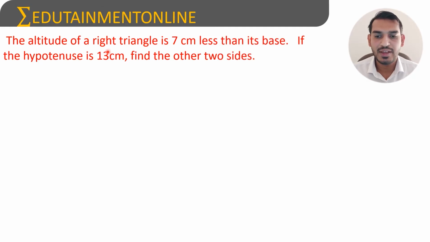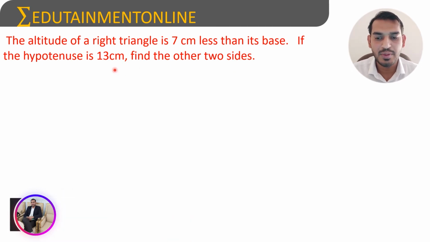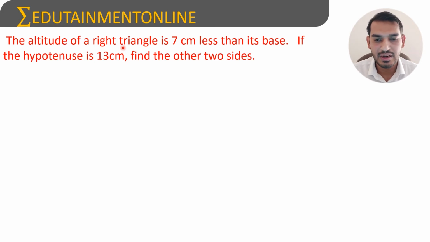The altitude of a right triangle is 7 centimeters less than its base. If the hypotenuse is equal to 13 centimeters, find the other two sides. Here it is given that the length of the hypotenuse is 13 centimeters and the relation between altitude and base is given. Altitude is height.